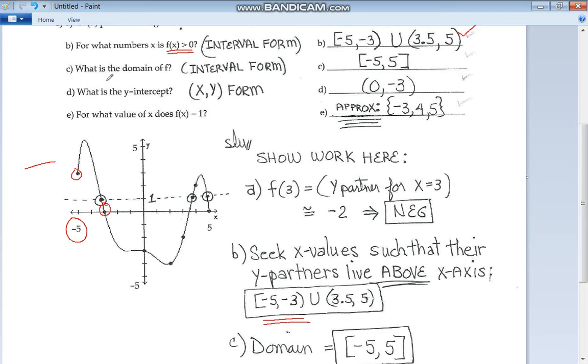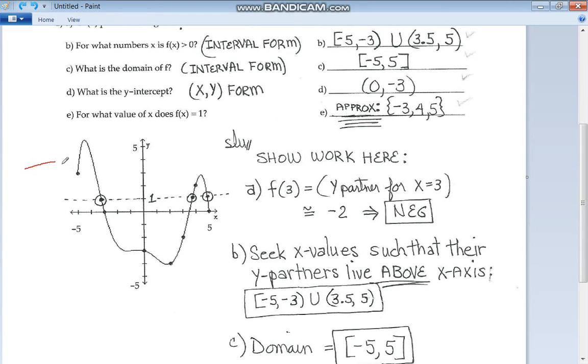Part C, what is the domain of the function? Write your answer in interval form. Well, look at this. Let's try to clear some of these markings off. Okay, so they want to know what's the domain? That's what are all the x values in the graph.